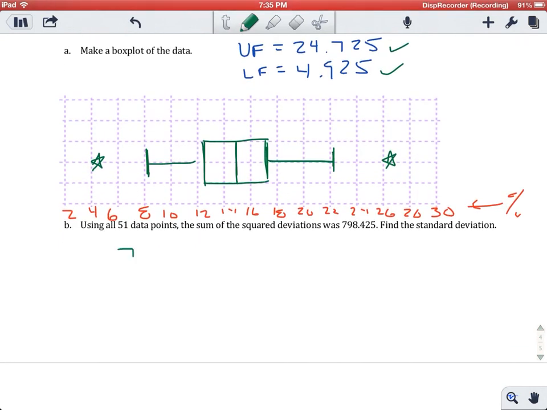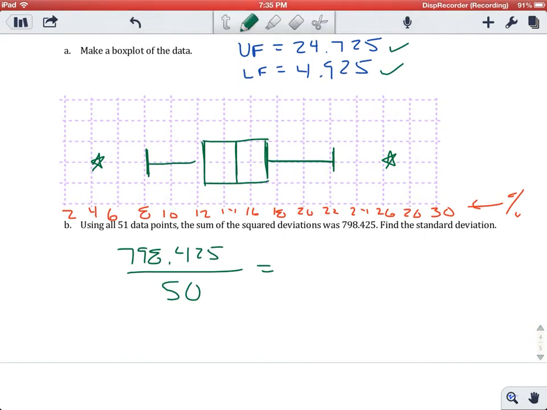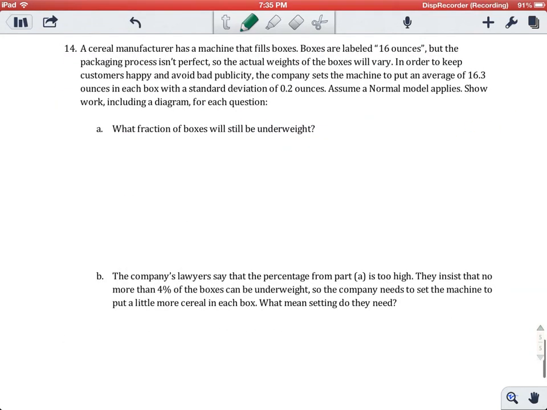So the sum of the squared deviations was given to you. So we're going to divide that by 50, and that's almost 16. And then you're going to take the square root of that. And a lot of people got dinged because they didn't have a percent. Again, standard deviation is going to carry the units of the original data. So the standard deviation for this data set is 4%.